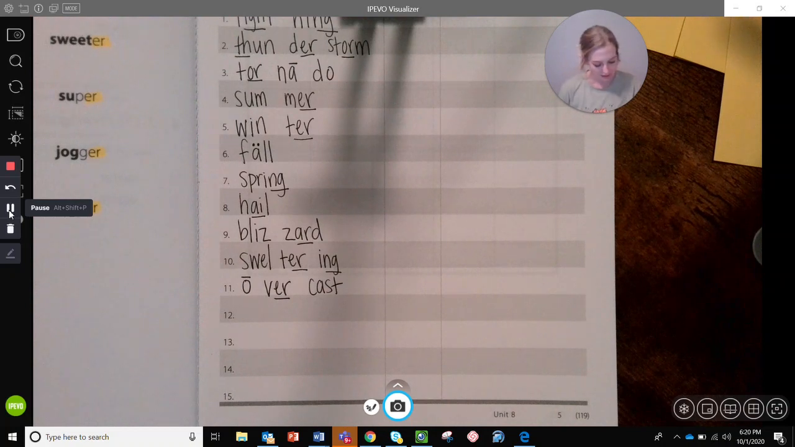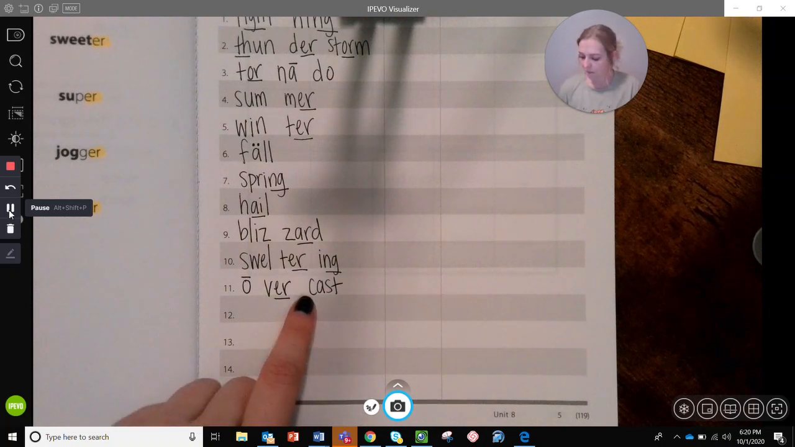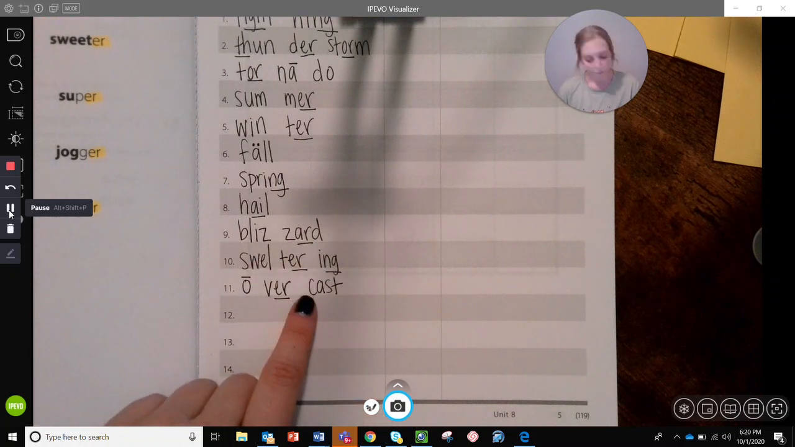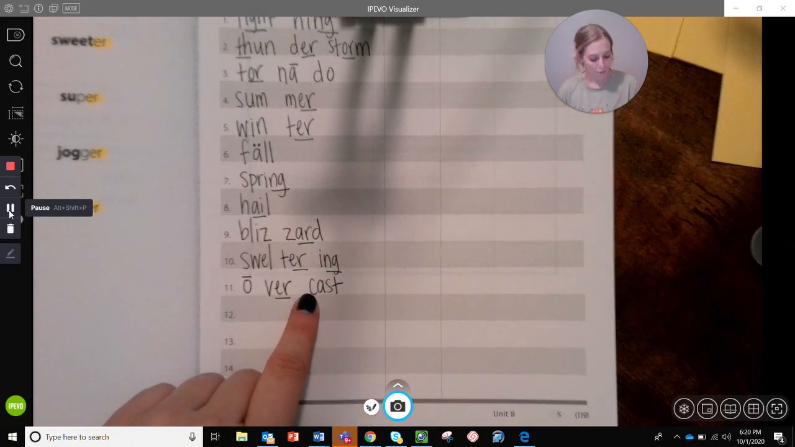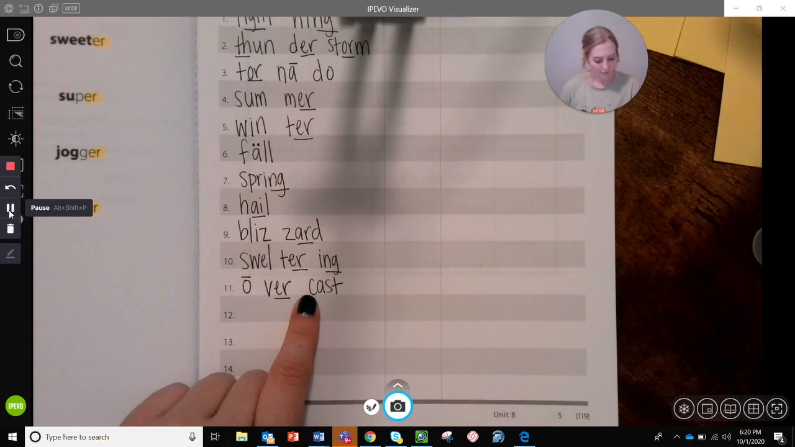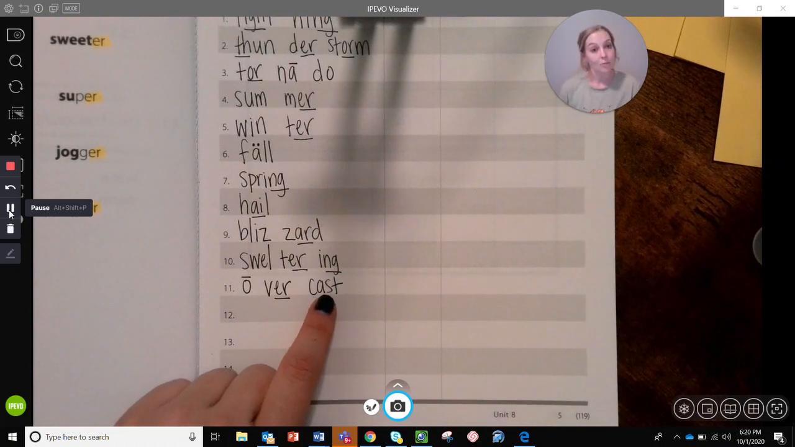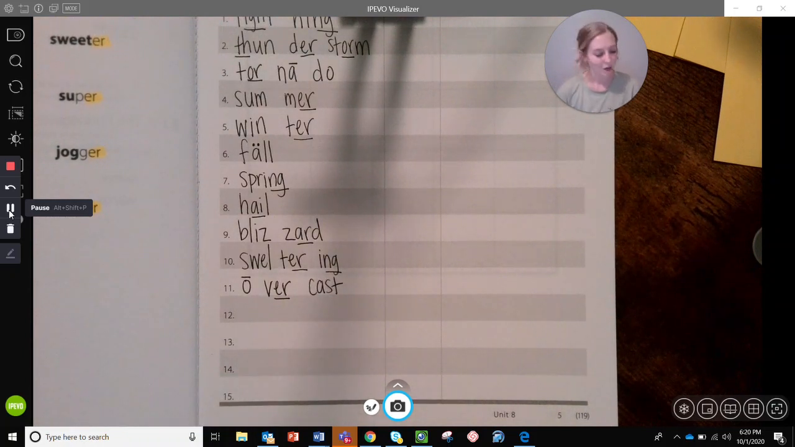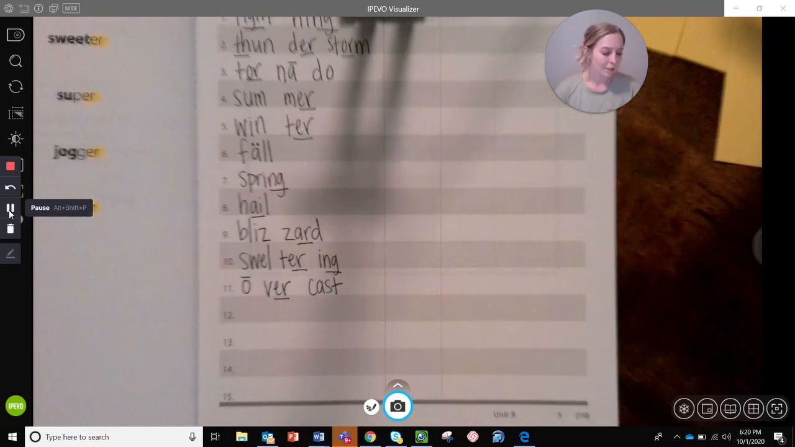Good. And remember, we don't have to mark it, but just remember that C will always soften to S when it's followed by E, I, or Y. And since this one is not followed by E, I, or Y, it remains that hard sound. Good job, guys. All right, number 12, weather.